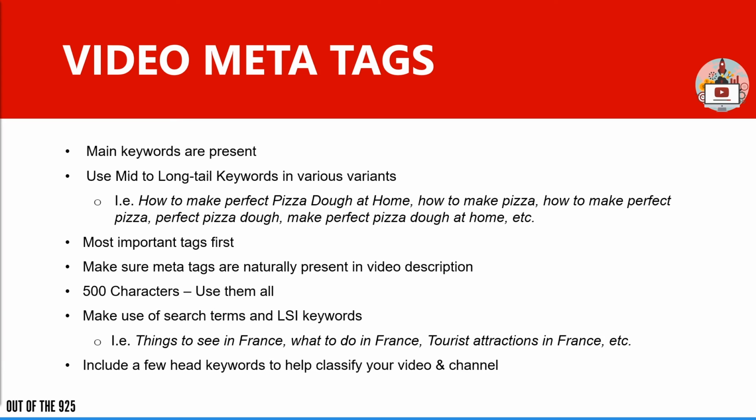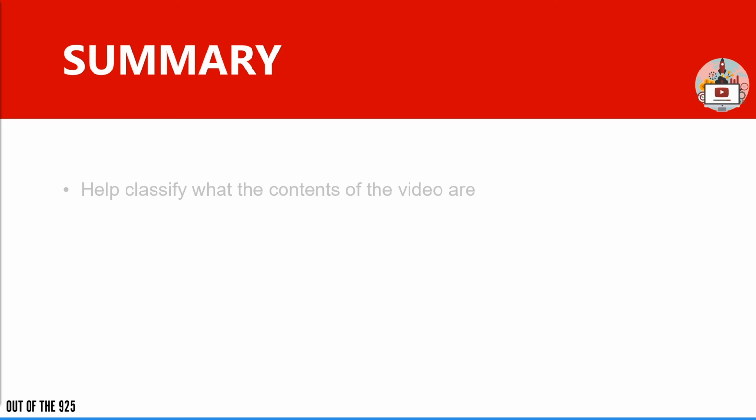So whatever your main niche is, if you can include some head keywords that are relevant to that specific video, and you can consistently include them in your videos and in your channel tags, you can then classify your video and help YouTube suggest your content to people who may be interested in that type of videos.